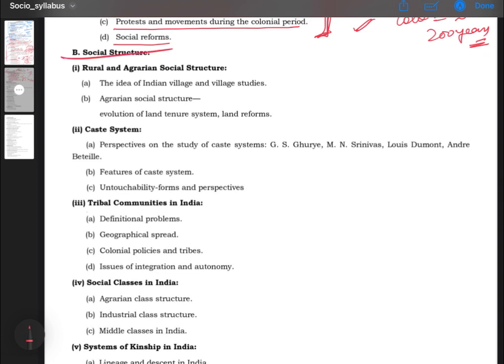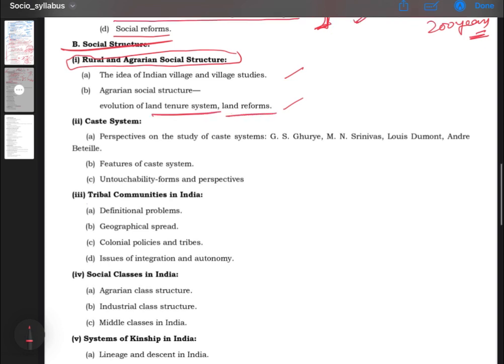Next unit is social structure. In this, rural and agrarian social structure, we will be studying about villages, the land tenure system, the land reform systems. We also study this in modern Indian history of general studies.